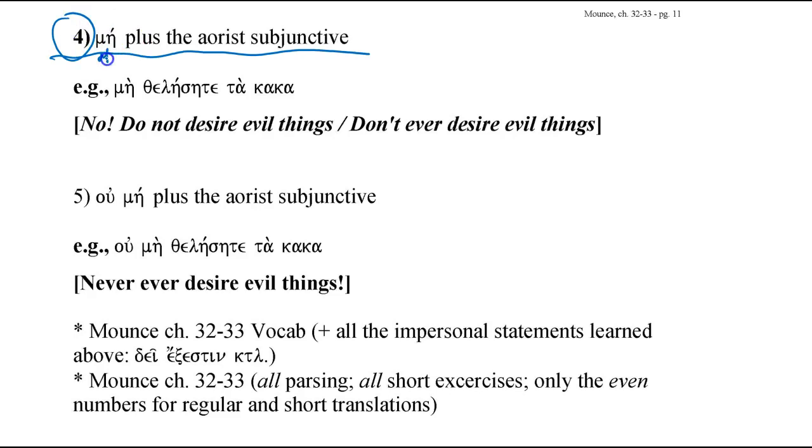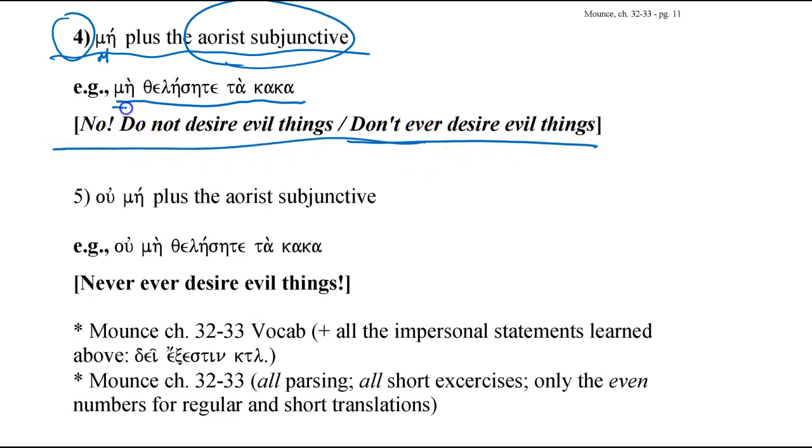Another command is a little bit stronger. When you use me plus the aorist subjunctive, it has a little bit more force. So it's no, don't desire evil things, or don't ever desire evil things. So this is me, and notice that thelasete is not an imperative. You have this long connecting vowel that signals that it's a subjunctive use. So me thelasete ta kaka is do not desire evil things, but it's a little bit stronger. So you can say no, don't desire evil things, or don't ever desire evil things.